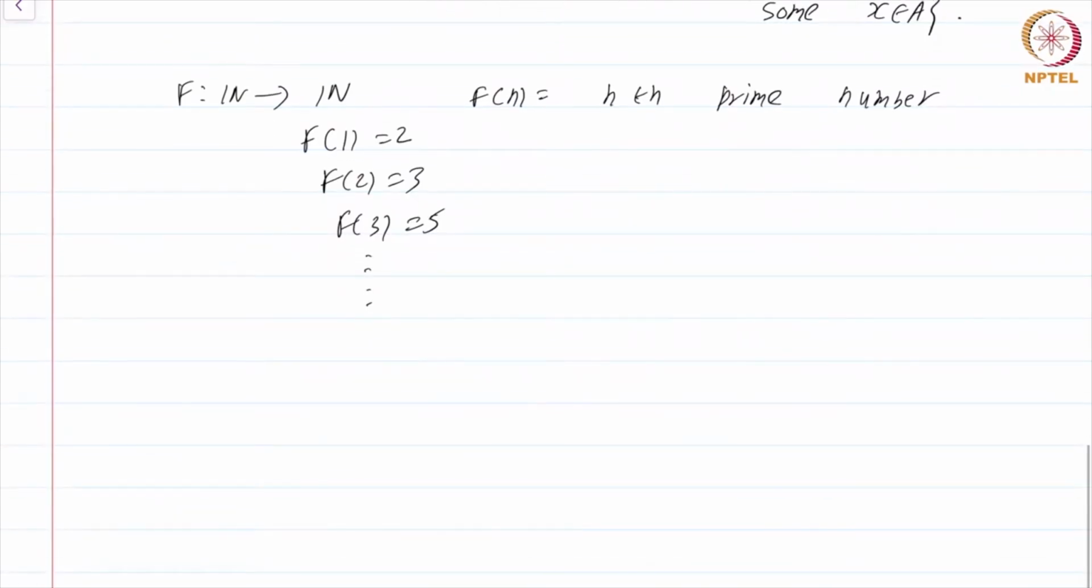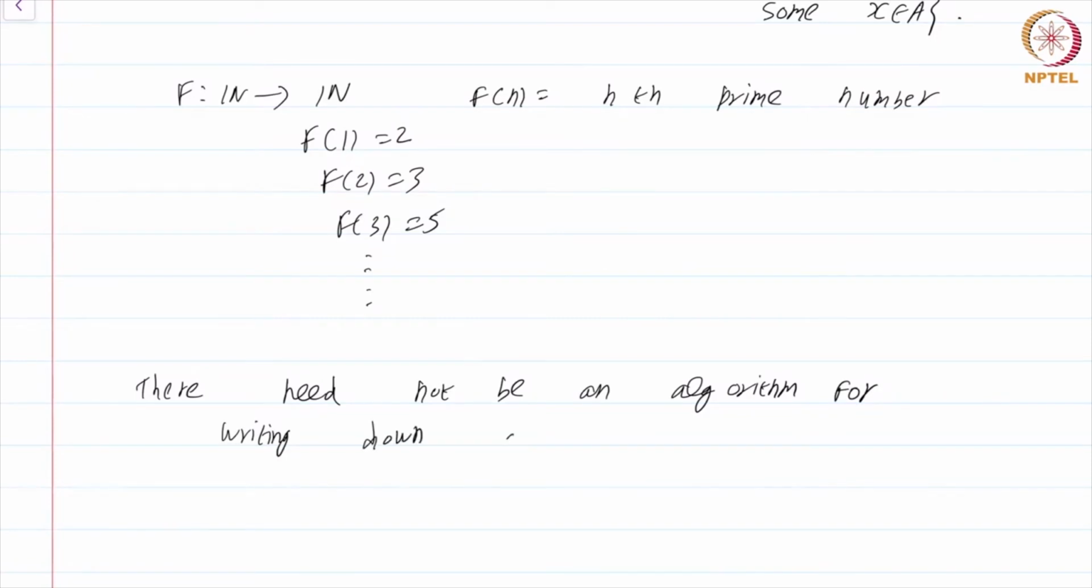Okay. Functions need not be algorithmic also. There need not be an algorithm for writing down a function. There is no necessity that when you describe the function, you need to give an algorithm. There is no necessity for that.